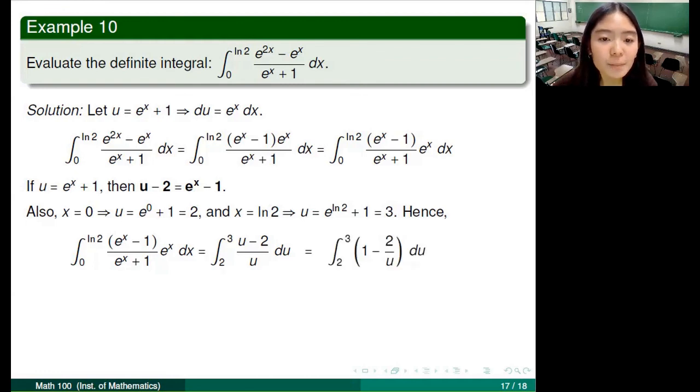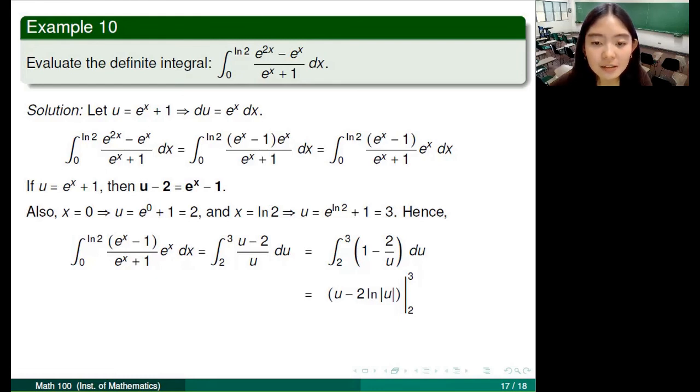So u over u minus 2 over u. Ang u over u ay just equal to 1. Integrate na natin to. Integral ng 1 ay u. Integral na negative 2 over u. Yung negative 2 ay lalabas lamang. And then integral ng 1 over u du, something that we should know already, ln absolute value of u yun. Nag-multiply c minus 2. And we evaluate that from 2 to 3.